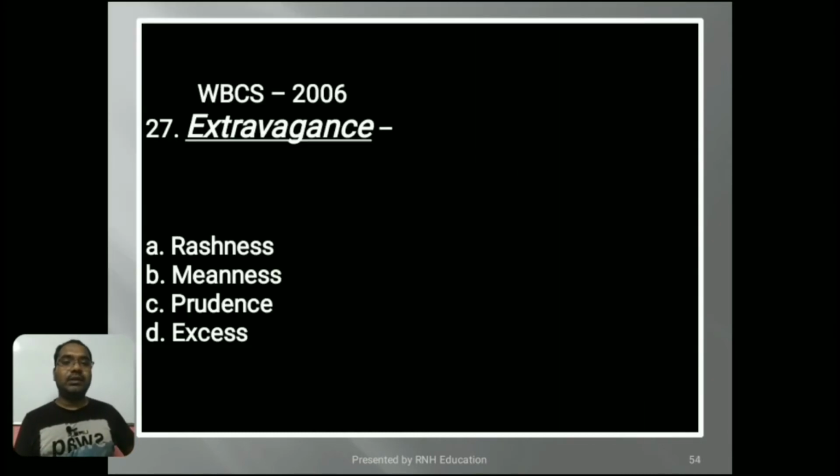The next one is extravagance. And these questions have been taken from the year 2006. Extravagance. The options are A, rashness; B, meanness; C, prudence; and D, excess. Now check the answer section.